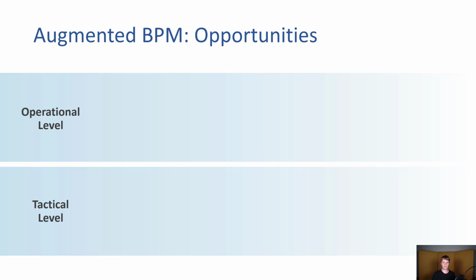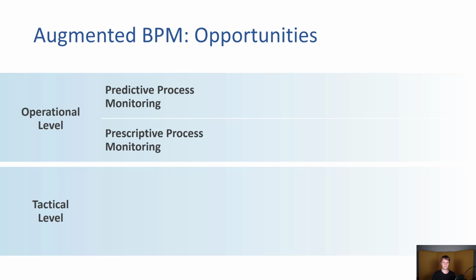Now, augmented PPM itself can be seen as working on two levels. One is the operational level, which focuses on actually improving the way we are carrying out business processes, while the tactical level focuses on actually defining the processes to be as efficient as possible. Let's begin with the operational level.